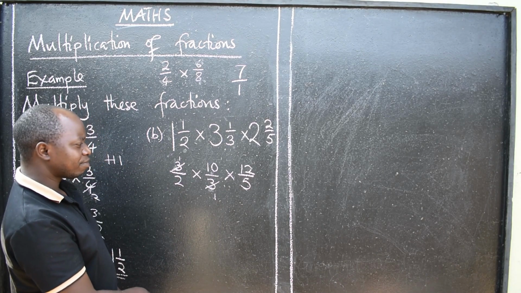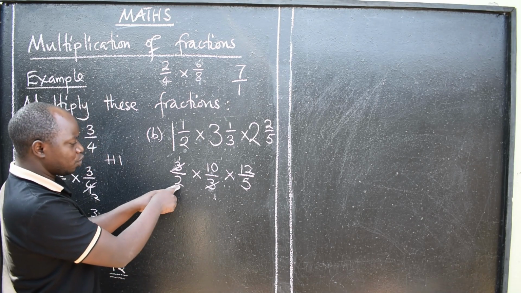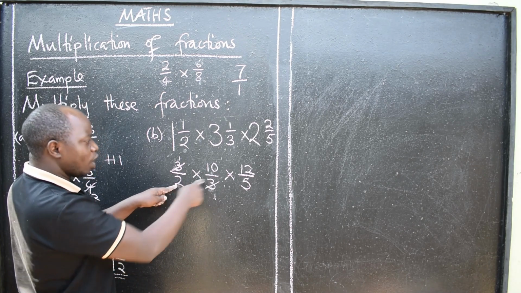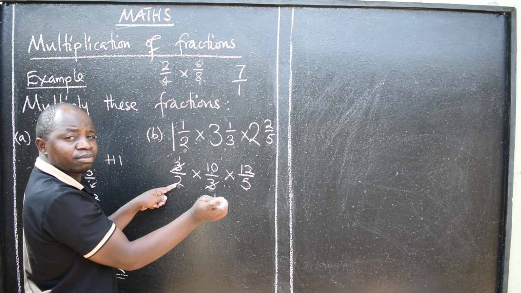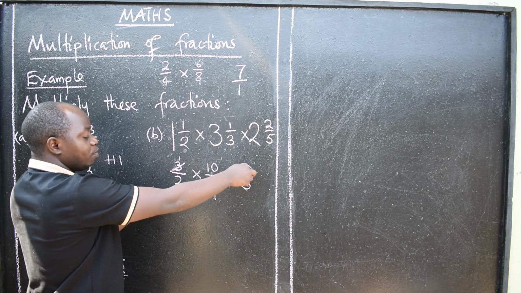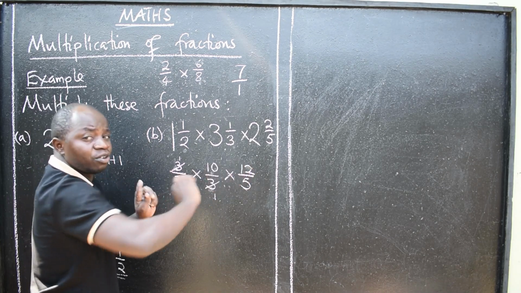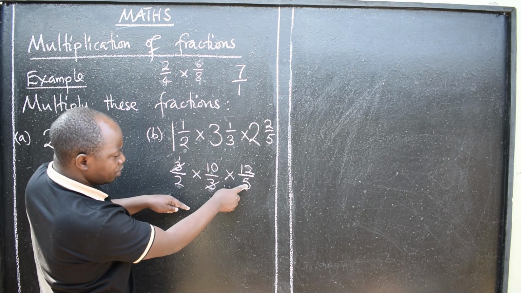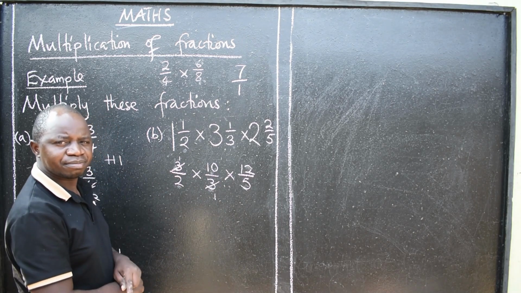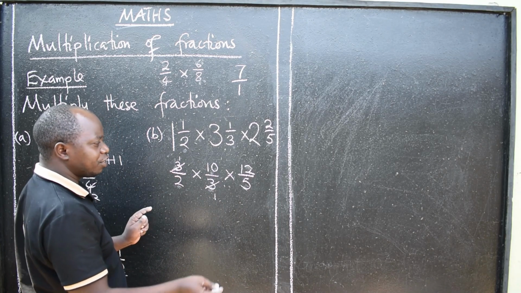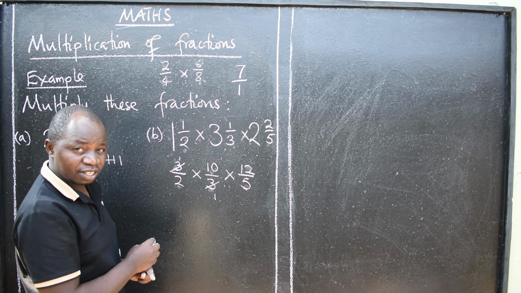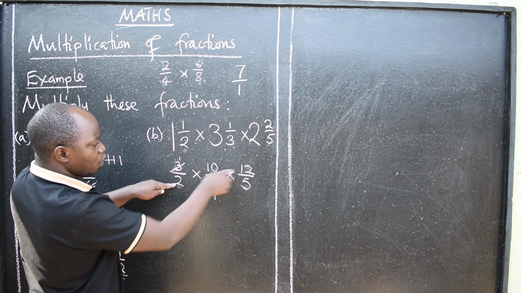What else? I can also reduce this 2 and 10, or this 2 and 12. No problem. Because this is a denominator, this is a numerator. So even from here to there, no problem. I can also reduce this 5 and 10. No problem. But I can't reduce 10 and 12. I see that. So I'll reduce 2 and 12.